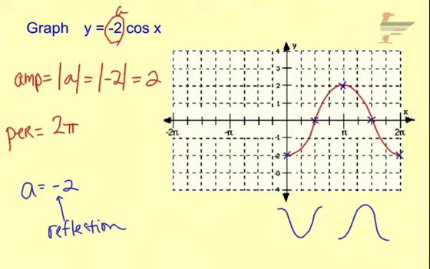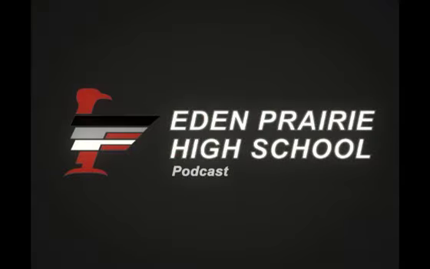There's one cycle. You want to make sure you're able to do 2 cycles of these graphs. And there are our 2 cycles of the cosine graph with a reflection.